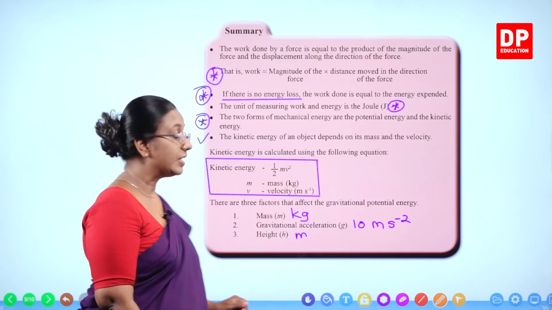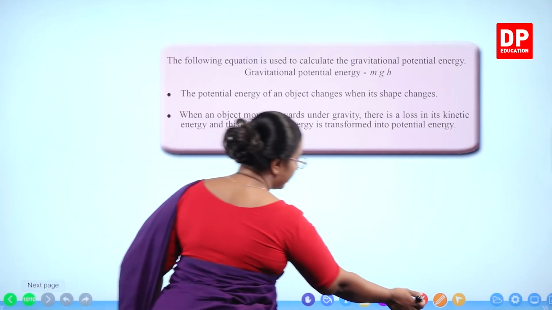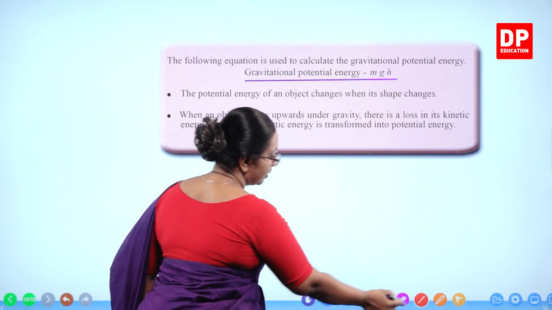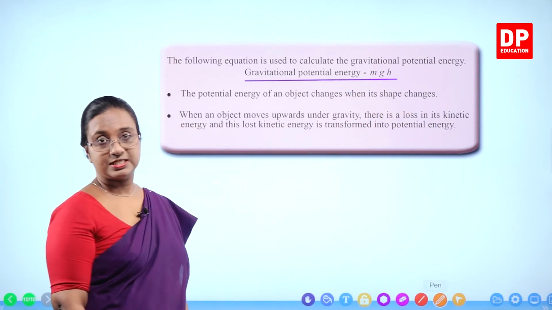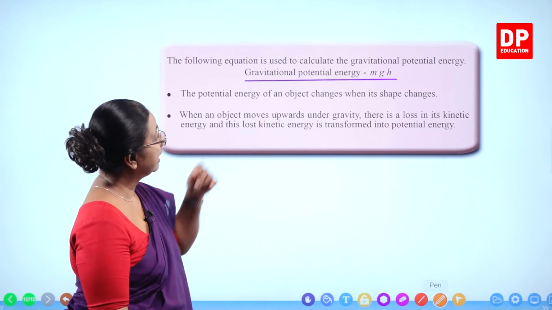I will move on to the next slide. So the following equation is used to calculate the gravitational potential energy. This is the equation. What is it? Gravitational potential energy is equal to mgh. Mass into gravitational acceleration into height.